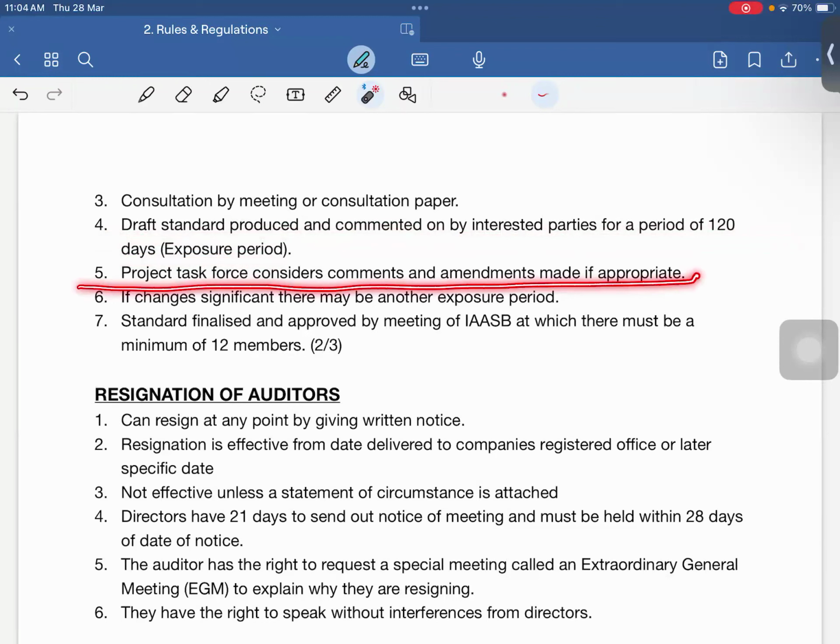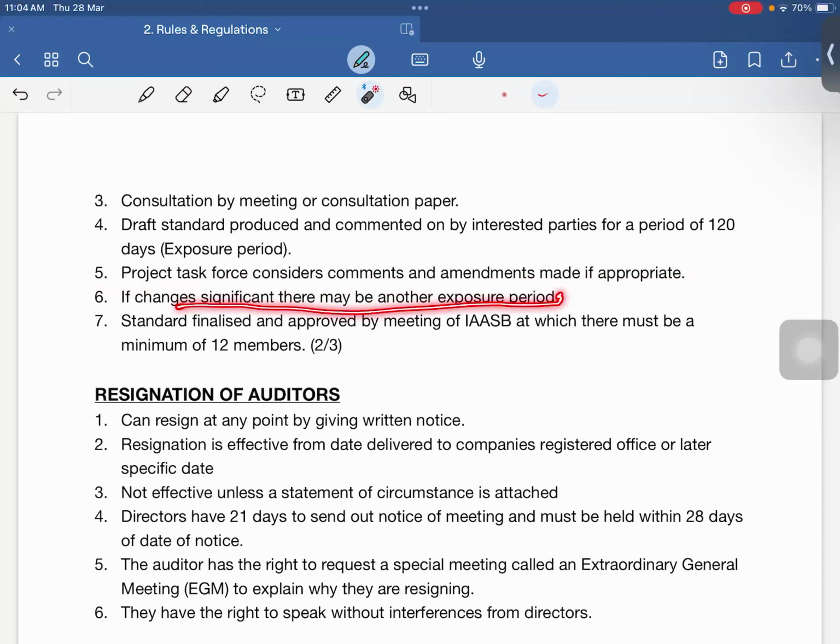Now, suppose after the exposure period, there has been any change in the economy or in the political system or in the ruling party, and something of significance has come to light. Then that means this particular exposure period would be extended and the standards would be amended again.